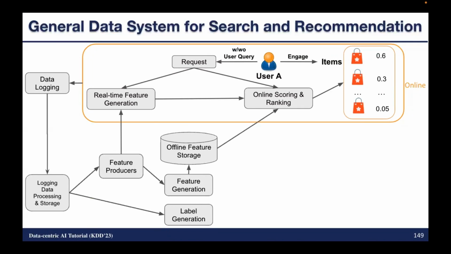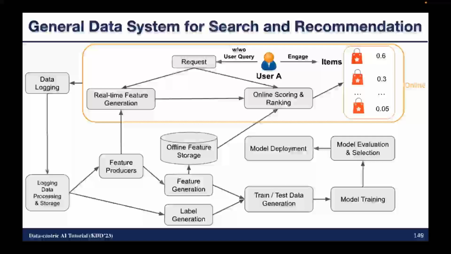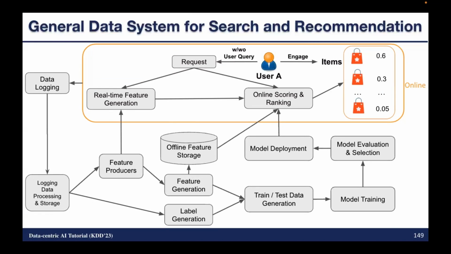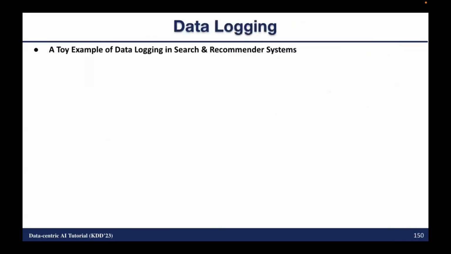Now, no matter whether the feature can be pre-computed or can be generated in real time, the full set here will be used to generate our training and testing data, and then used for model training, evaluating the best model, deployment, and supporting the online scoring. And the whole part is for offline. Okay.